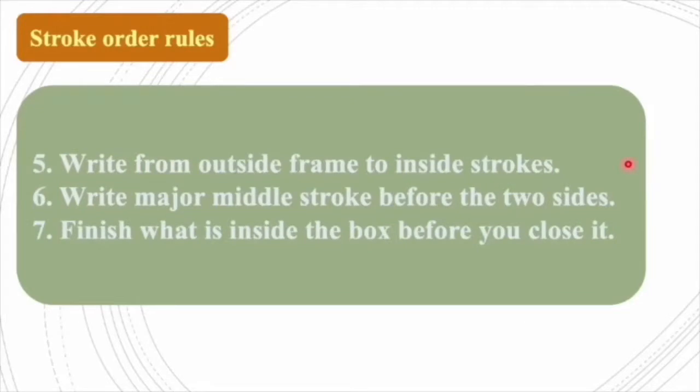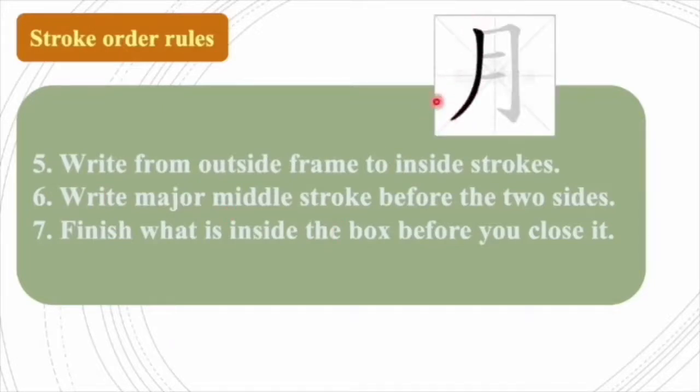And next one, there are 3 more rules here. Let's learn them by looking at the examples. The fifth one, you need to write from outside frame to inside strokes, like the character 月, which means moon. You need to write the outside first, and then the inside strokes.